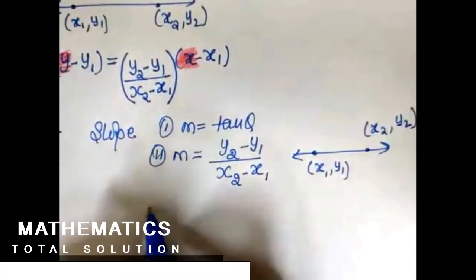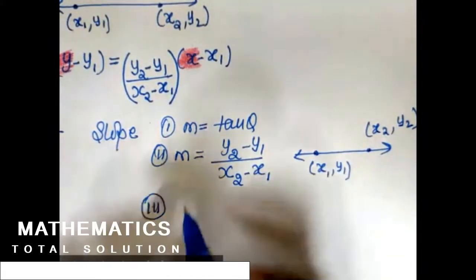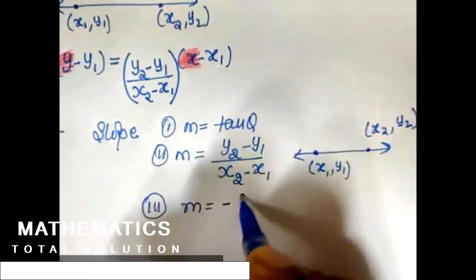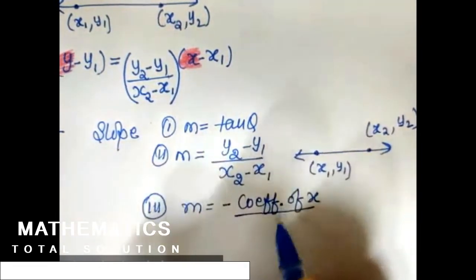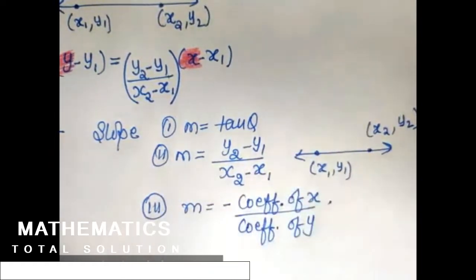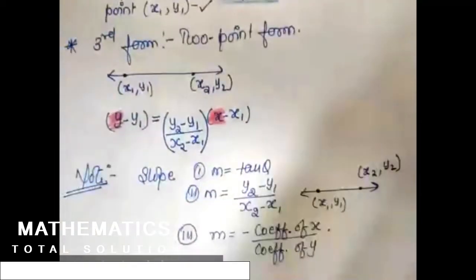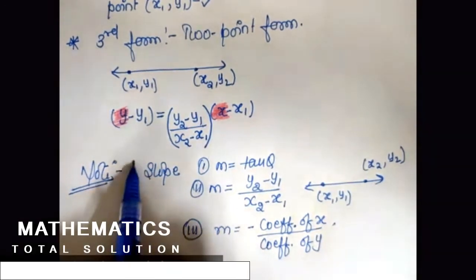The third formula will be used in the next part of this chapter, beta, but I'm just giving you the formula: minus coefficient of x upon coefficient of y. So beta, if you have learned these formulas now, this chapter is almost over. Only one condition is left: the condition of parallel, if two lines are parallel, and the condition when two lines are perpendicular. So these are the formulas, and then write down the second point.